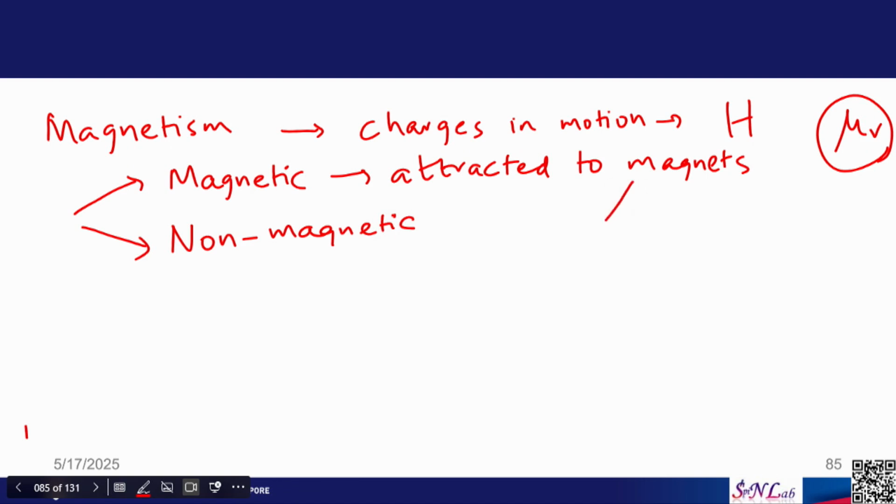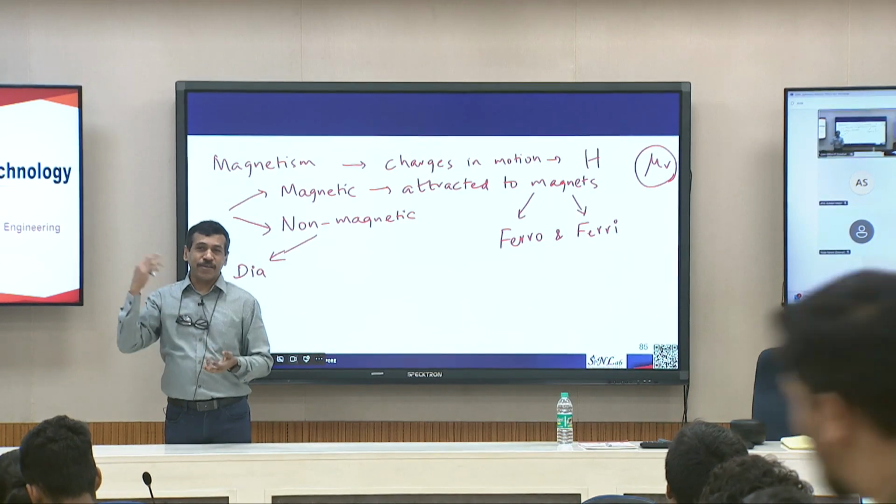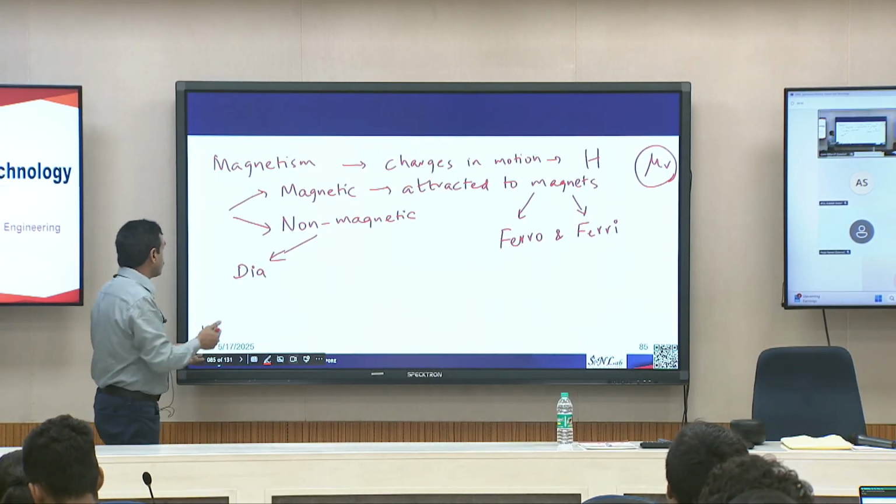So the magnetic materials that get attracted to magnets belong to two types, ferro and ferri magnets. And the materials that do not strongly get attracted or repelled, which are non-magnetic, belong to three types. According to recent science, there are four types. The fourth type I will teach you later, maybe towards the end of the class.